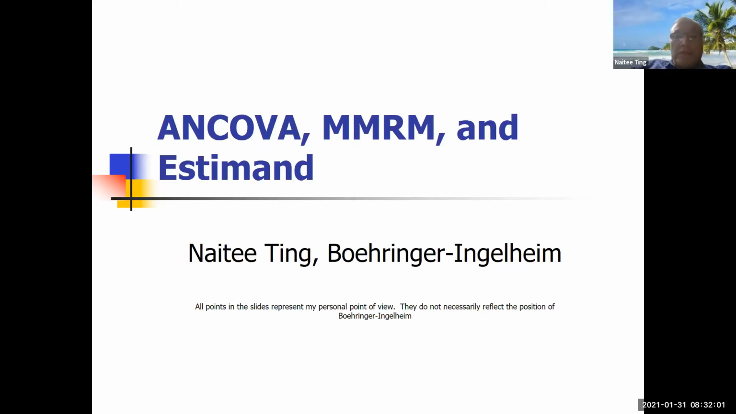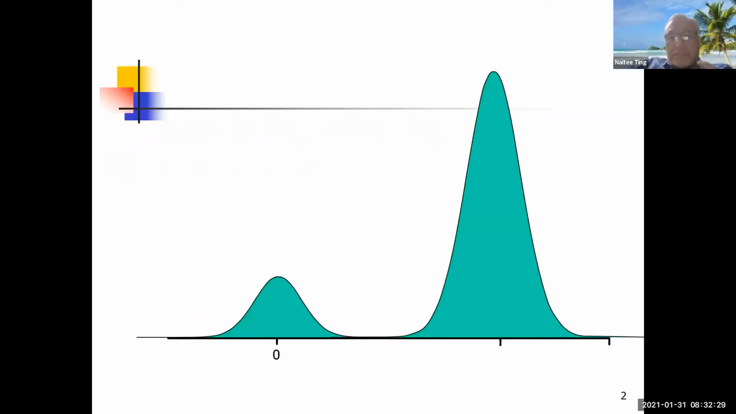In the application of the continuous data in clinical trials, of course, we start with the t-test, and then we move into analysis of variance, and we can look at regression, analysis of covariance, and then get into the 21st century, we got into MMRM. And so there's a little history behind the derivation of estimand. So let's start from the simplest case.